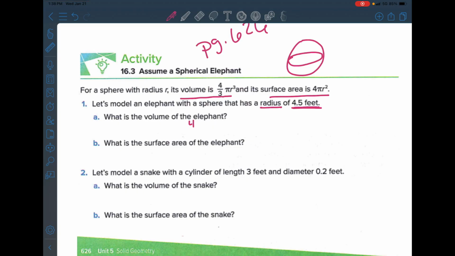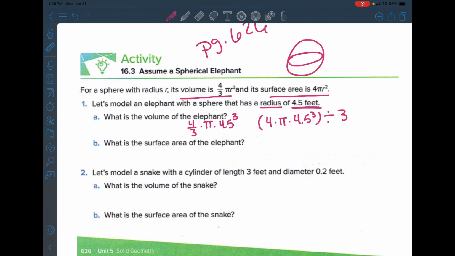So we're going 4/3 times pi times 4.5 cubed. Don't square it like when we do a circle. This is a sphere. So now, in your calculator, you could do this: 4 times pi times 4.5 cubed, get that, divided by 3. Do that, tell me what the volume is.